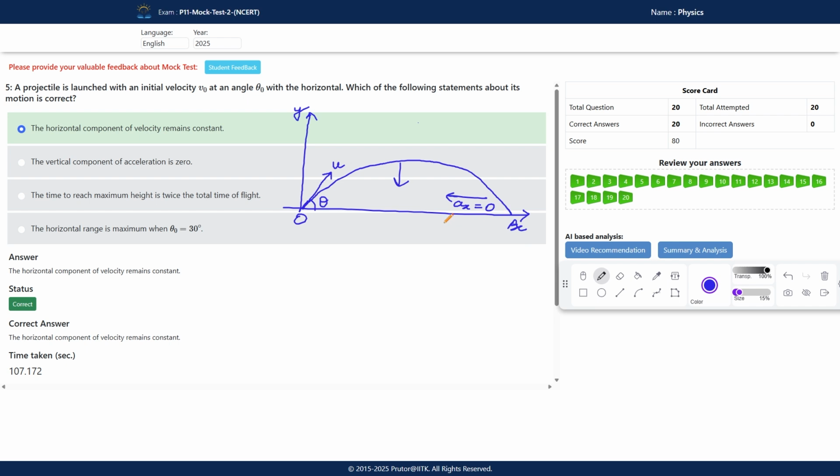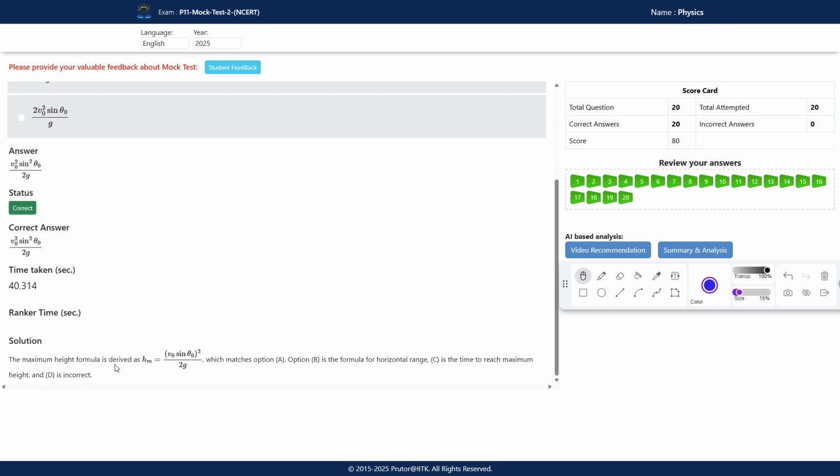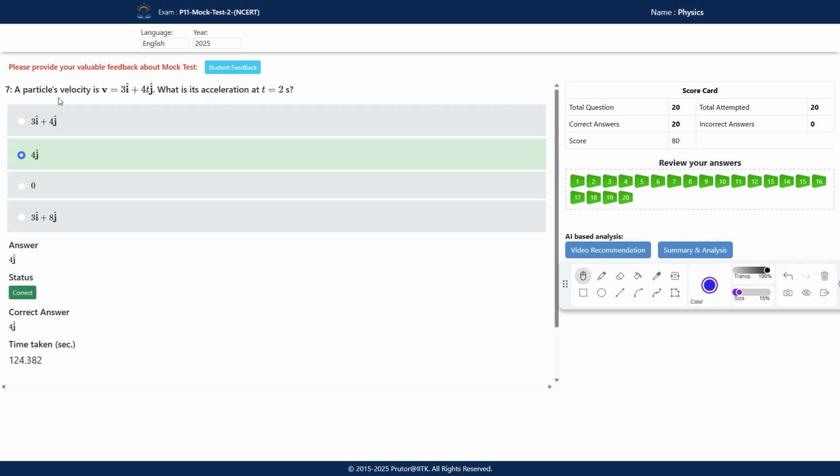Clear? For a projectile motion, the maximum height hm is given by v naught square sine square theta naught divided by 2g. This is a direct formula based question. The maximum height formula is hm equal to v naught sine theta naught whole square divided by 2g, which matches option A. Option B is the formula for horizontal range, C is the time to reach maximum height, and D is incorrect.